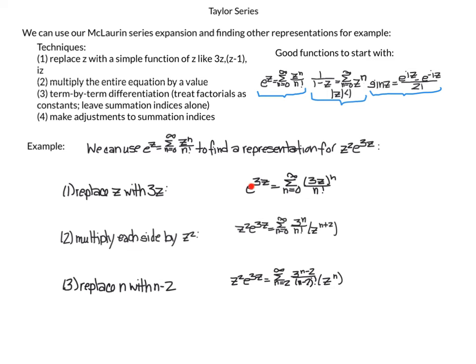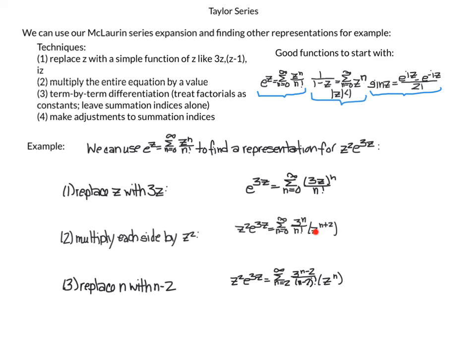The next thing we're going to do, comparing these two, I have e to the 3z, but I need to multiply by z squared, and I can do that. I can multiply the entire equation by the value of z squared. So multiplying this by z squared, I get z squared e to the 3z equals the summation n equals 0 to infinity. Now I have my 3 to the n, and I have my n factorial. I have z to the n, but I also have another factor, z squared, so that will give me z to the n plus 2. So I right now do have a series expansion for z squared e to the 3z.